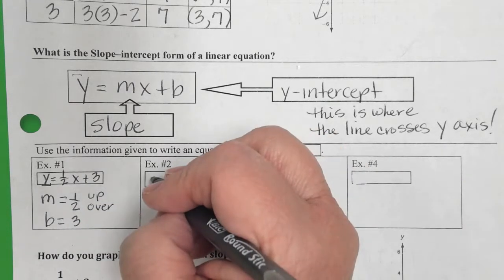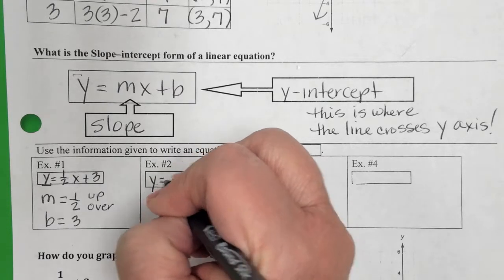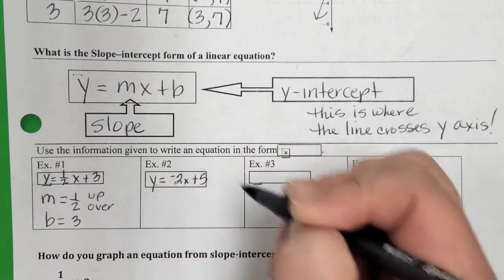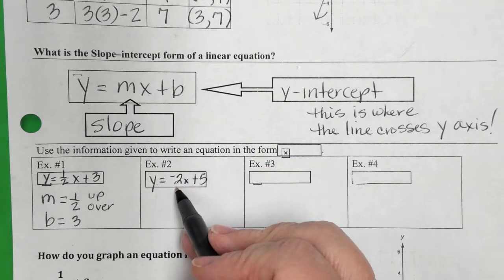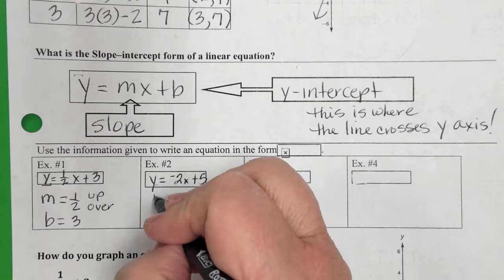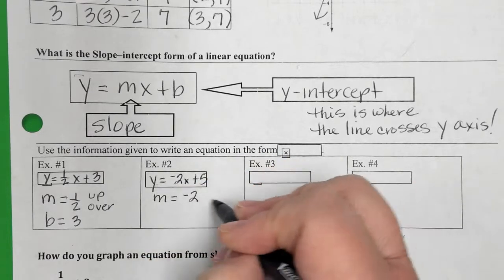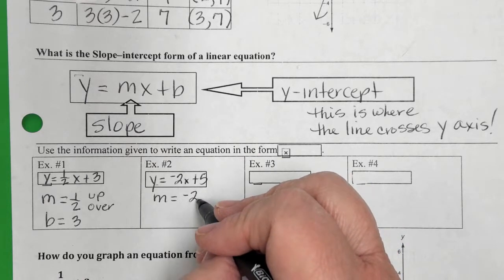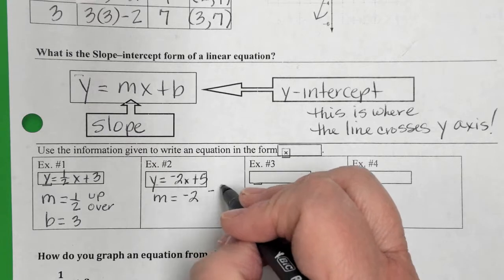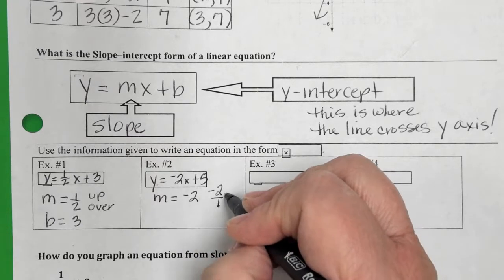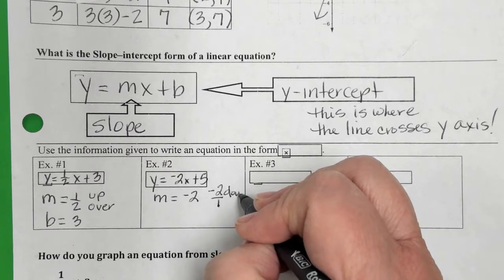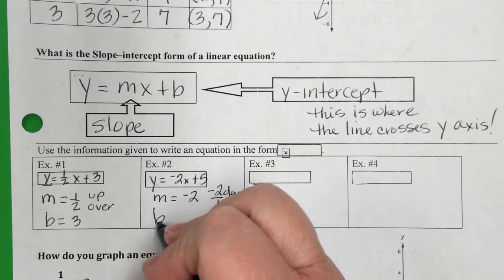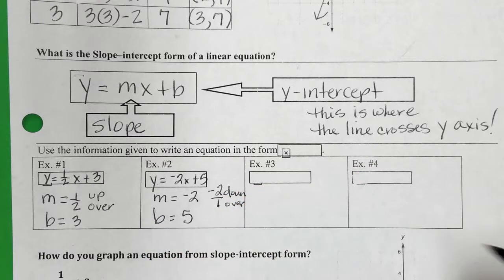The next example, y equals negative 2x plus 5. Our slope is the coefficient of x, so that's negative 2. If we wanted to count that slope on the coordinate plane, we make negative 2 into a fraction, which doesn't change its value. That's going to be negative 2 over 1. Because it's negative, that's going to be down 2 over 1. Our y-intercept is going to be positive 5.